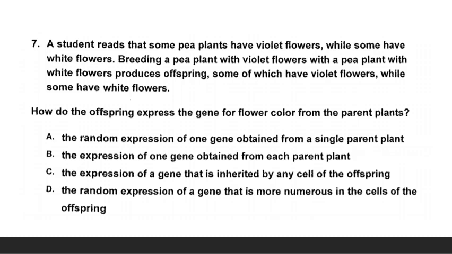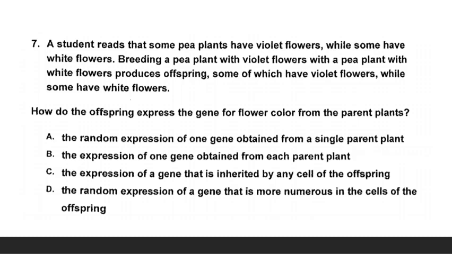Number 7. A student reads that some pea plants have violet flowers while some have white flowers. Breeding a pea plant with violet flowers with a pea plant with white flowers produces offspring, some of which have violet flowers while others have white flowers. How do the offspring express the gene for flower color from the parent plants?